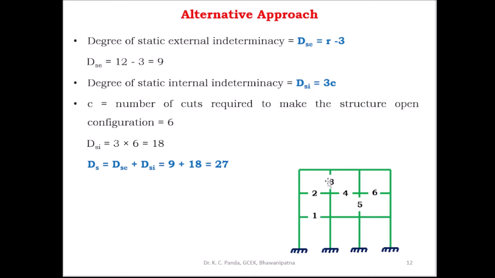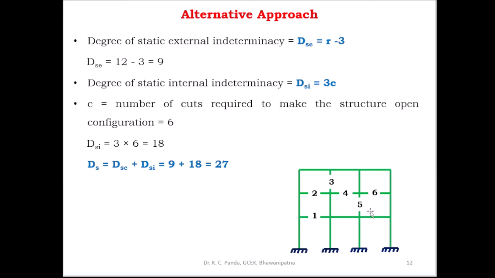How many chords are required to make the structure open configuration? Here you see, if we cut here, this becomes open, and if we cut here, this becomes open, and so on for each cut. How many chords are required here for the open configuration?